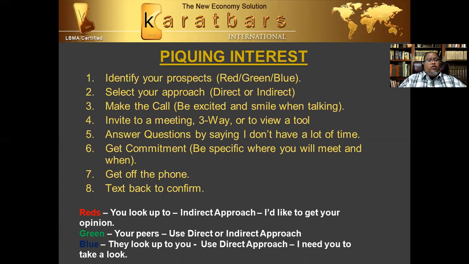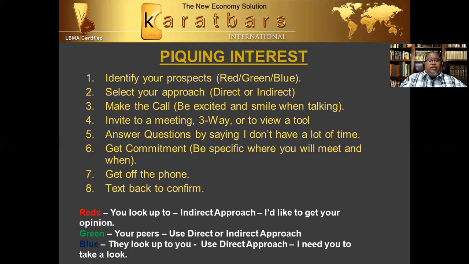When you get off the phone, once you've got your commitment, any time you spend after that, your person is going to be more inclined to ask you more and more questions about what it is, because you piqued their interest. They're interested, but their interest is only going to go as far as what they feel about the information you give them.